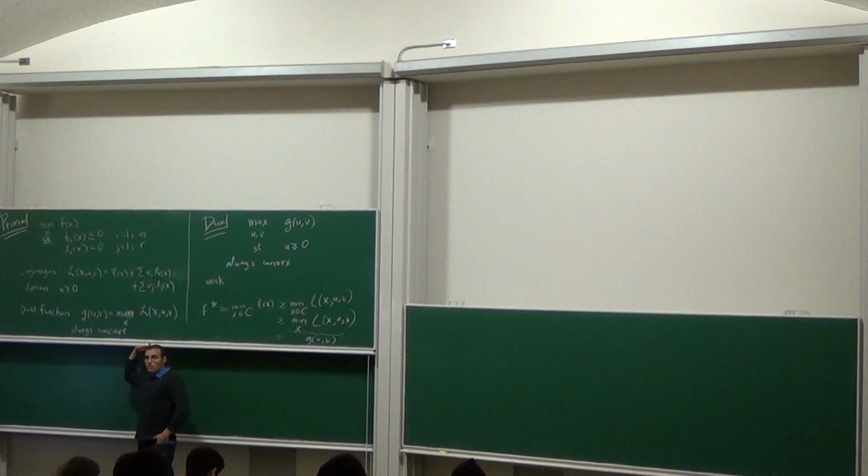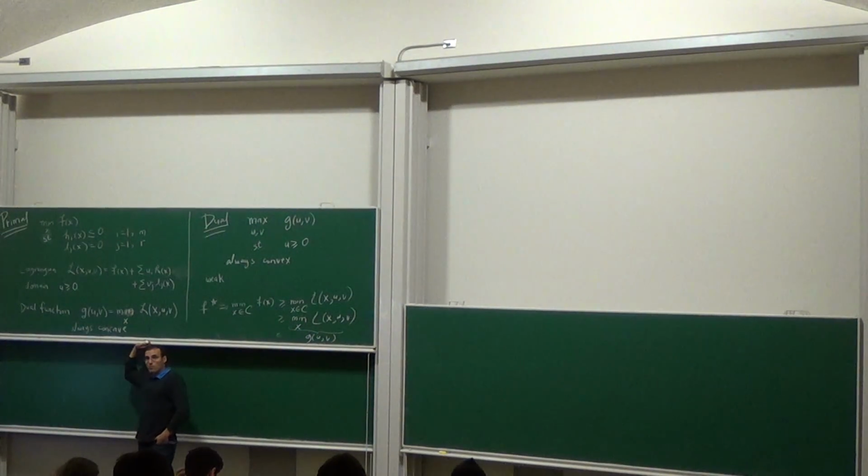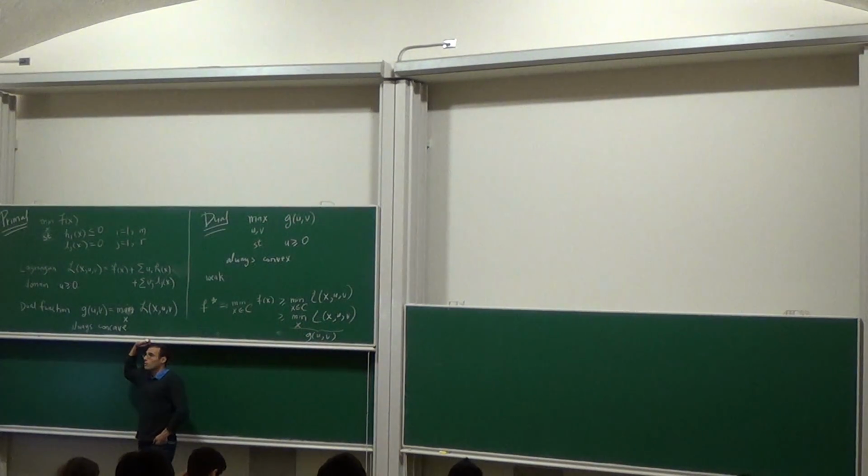So we have f star is now bigger than or equal to the unconstrained minimum of the Lagrangian. And I defined this function here to be g of u, v. So we just said that g of u, v provides a lower bound on the optimal criterion value whenever u is non-negative in every component. And that function g, which is a function now of u and v, which we call the dual variables, we call the dual function.